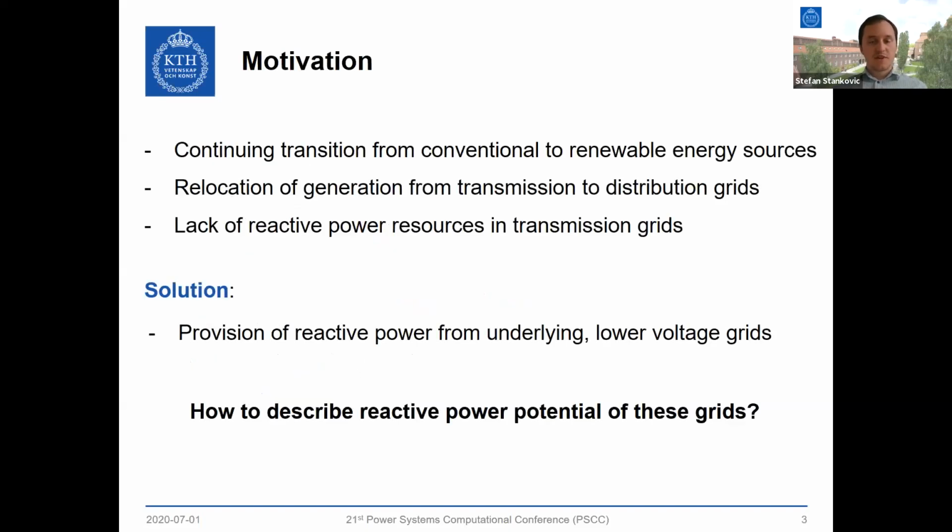To start, we are experiencing in the recent past, and most probably in the future, a continuing transition from conventional to renewable energy sources, which means that the generation will relocate from transmission to distribution grids most likely. As a consequence, this will lead to a lack of reactive power resources in transmission grids that can then induce some voltage control problems on the transmission grid. A common solution in the literature provided in the last 10 years is the provision of reactive power from underlying lower voltage level grids. The question is, how do we describe this reactive power potential from these lower voltage level grids?